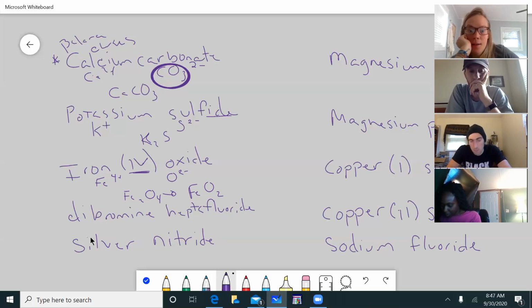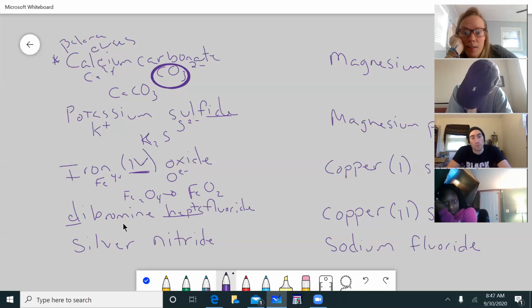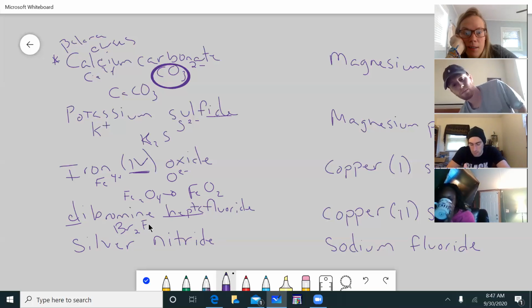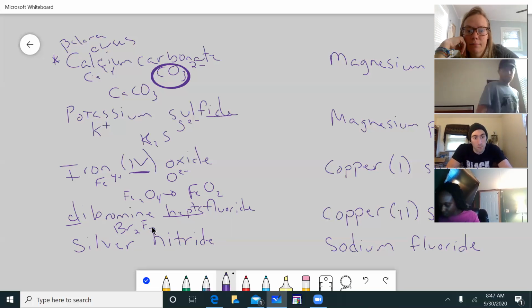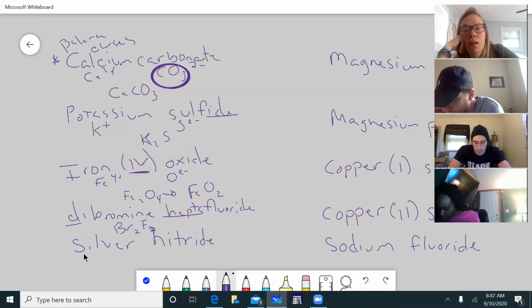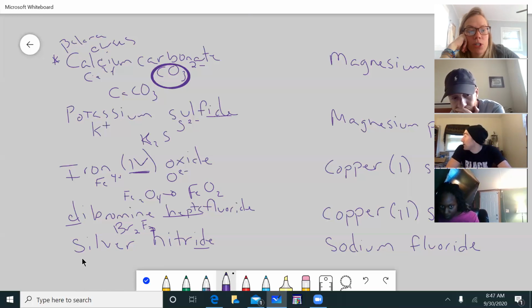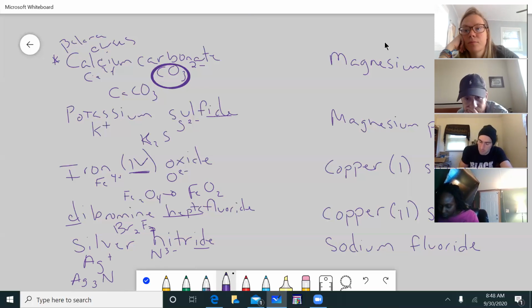Dibromine heptafluoride. Anytime you see prefixes, you're dealing with a molecular compound, you just pop that as the subscript. So bromine is going to have a di, which is 2. Fluorine is going to have a 7 from hepta. Done. That's it. Silver nitride, IDE, is talking about nitrogen. Silver, Ag, always has a predictable charge of +1. Nitrogen, 3-. Flip-flop, Ag3N.